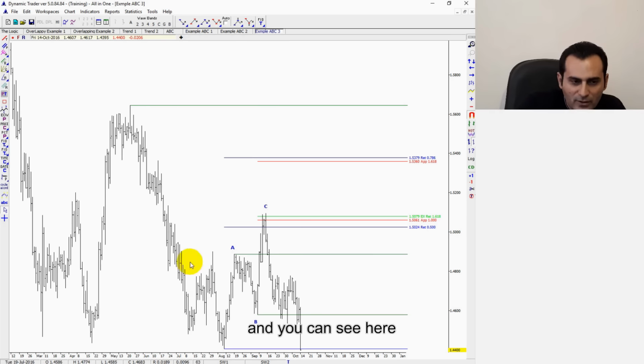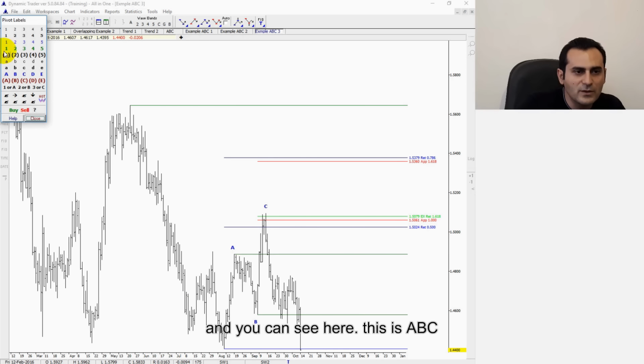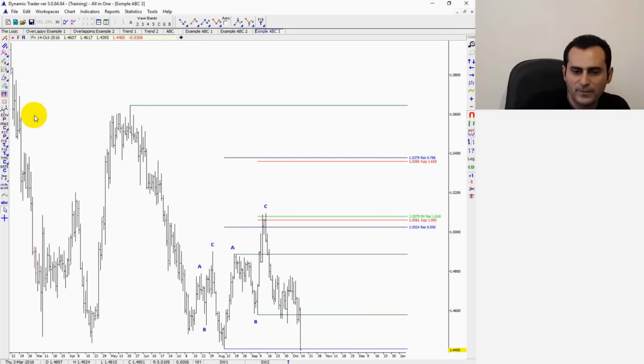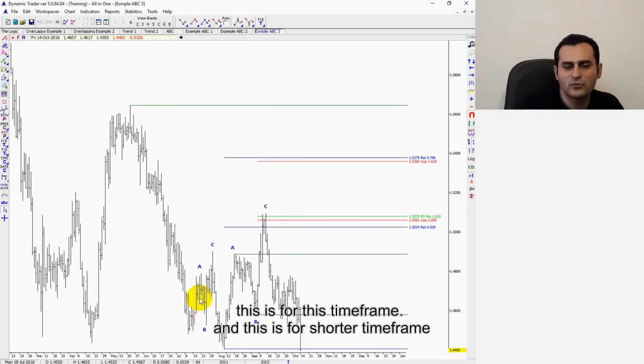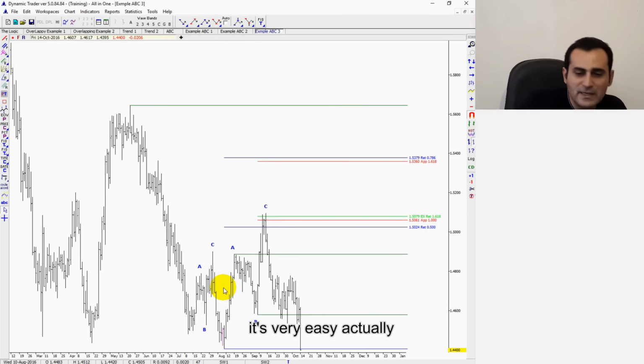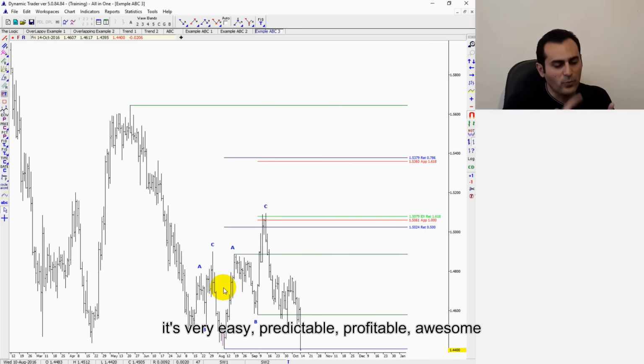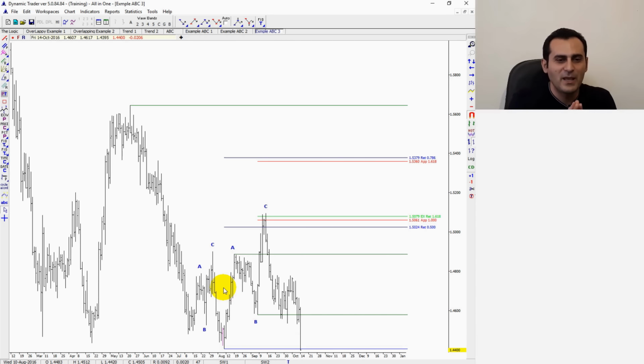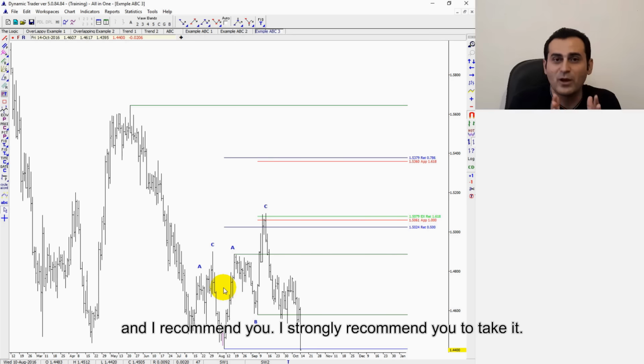And you can see here. This is ABC. Watch it. ABC. But it's in shorter time frame. This is for this time frame and this is for shorter time frame. It's very easy actually. It's very easy, predictable, profitable, awesome. I want to talk about ABC all day long because they are very important, they are easy, and I strongly recommend you to take it.